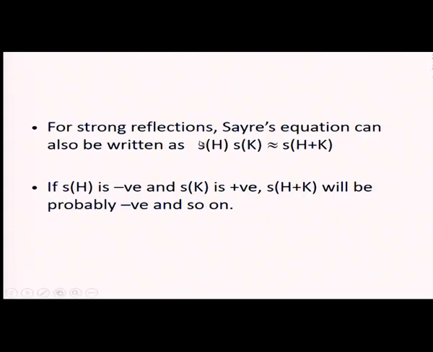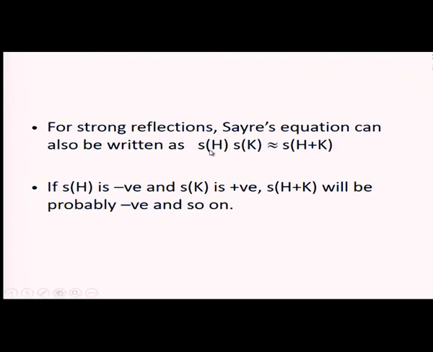Now, the strong reflections Sayre equation can also be written as sign of h multiplied by sign of k is nearly equal to sign of h plus k, because you know that this algebraic sign can have only 2 choices, plus or minus. When the same reflection sign is multiplied again, whether it is plus or minus, the product will have a plus sign only.